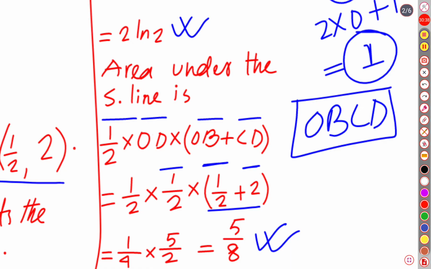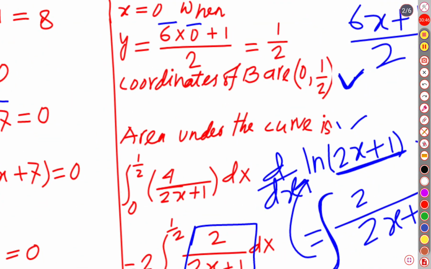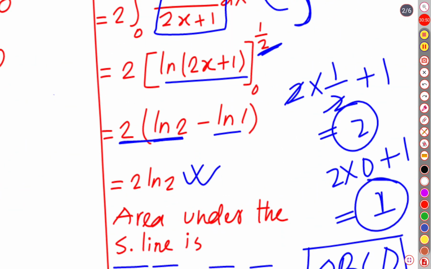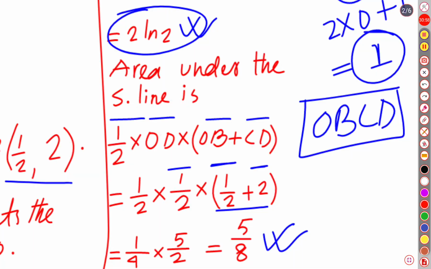So we have got two areas. Look at this. One area was the area under the curve. Area under the curve is this. How much was the area under the curve? This was the area under the curve, and the area under the straight line is this. This is the area under the straight line.